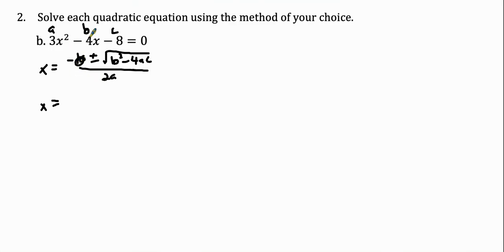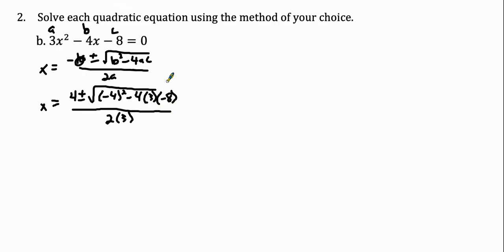So the opposite of b, the opposite of -4, would be +4 plus or minus the square root of, my b is -4, so -4 squared minus 4 times a times c, and all of that over 2 times my a value of 3. And then we just want to simplify from here.